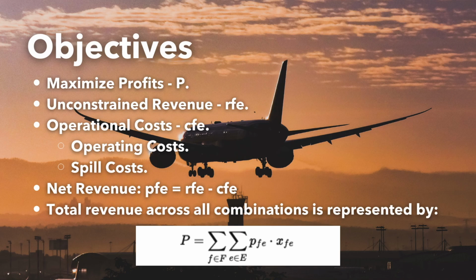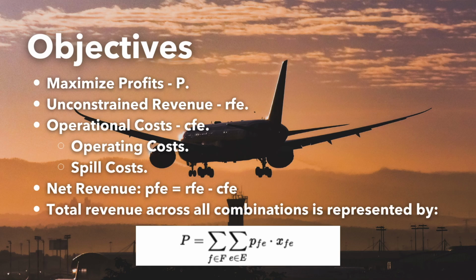The operational cost is composed of two parts: the operating costs such as fuel, crew wages, etc., and the spill cost, which represents the revenue lost when an aircraft's capacity cannot meet the total demand for the flight. For example, if a flight has a demand of 200 passengers but is assigned to a plane with only 100 seats, the spill cost reflects the lost revenue from the remaining 100 passengers.